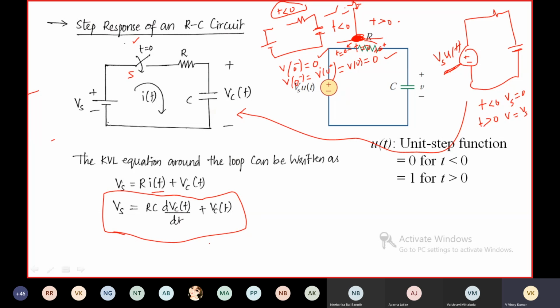This is a first order non-homogeneous differential equation. The solution of a first order non-homogeneous differential equation is composed of two parts.